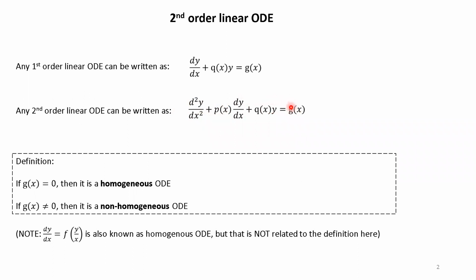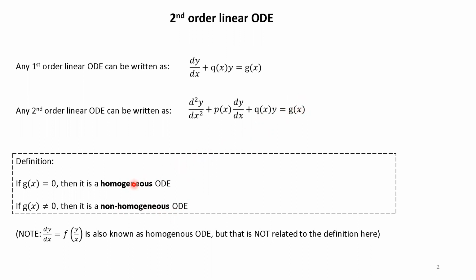And then we will consider two cases separately. The first case is known as the homogeneous ODE, where the right-hand side is 0. The second case that we will also talk about is known as the non-homogeneous ODE. In that case, this g of x, the right-hand side, is non-zero.